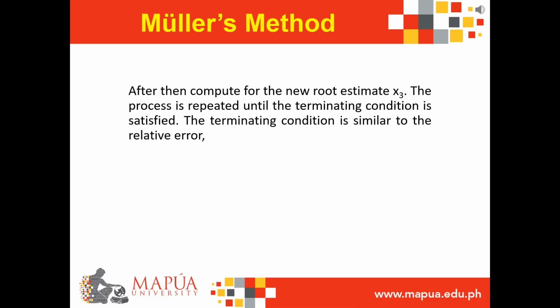The terminating condition states this formula, which is basically similar to your relative error, since your x3 calculated value is substituted as your x2. Therefore, this meant that x2 is the previous value of x3. Hence, if you look at the formula, it's basically like a relative error.